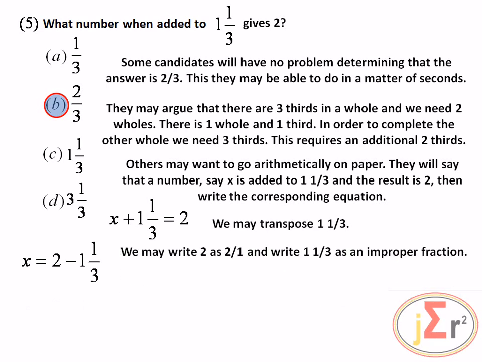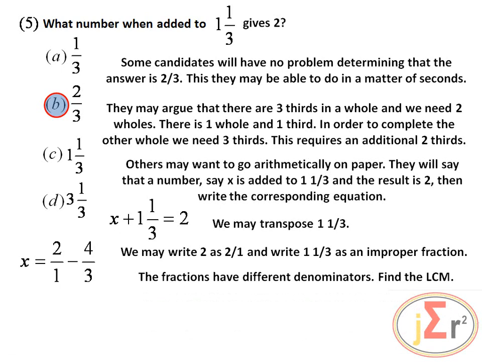We may write 2 as 2 over 1, that is as a fraction, and write 1 and 1/3 as an improper fraction by saying 3 ones 3 plus 1 is equal to 4. So we have 4/3. That is our problem. The fractions have different denominators. Find the LCM of the denominators. 1 and 3 is 3. So we say now 1 into 3 is 3.